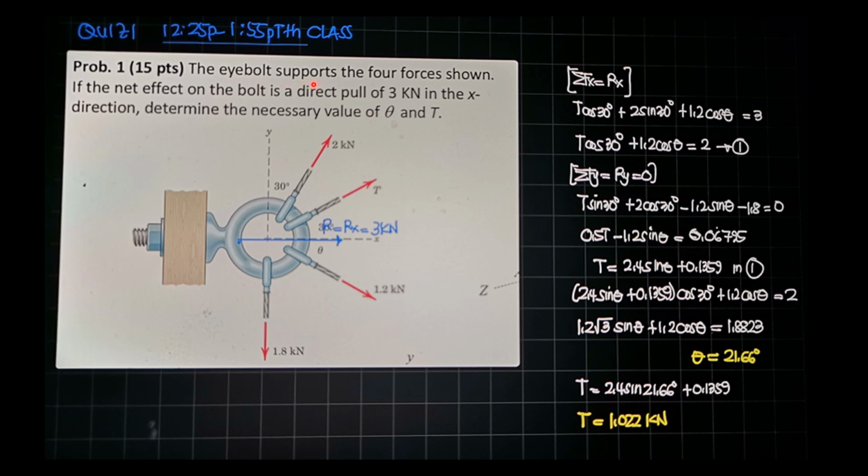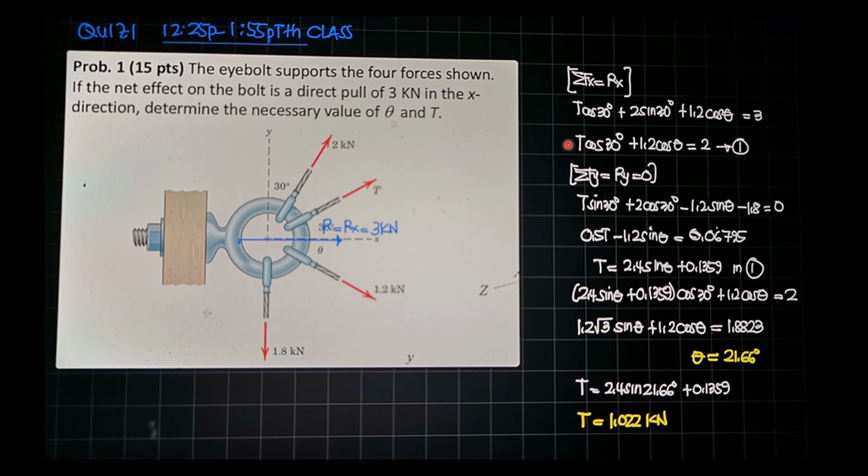The eye bolt supports the four forces shown. If the net effect on the bolt is a direct pull of 3 kilonewtons in the x direction, which is represented here, R equals Rx equals 3 kilonewtons rightward, determine the necessary value of T and the angle theta that the 1.2 kilonewton load makes with the x-axis. So take note, this is 30 degrees.